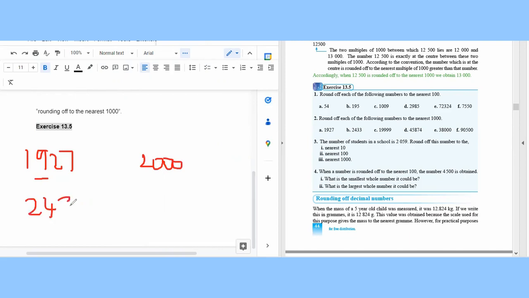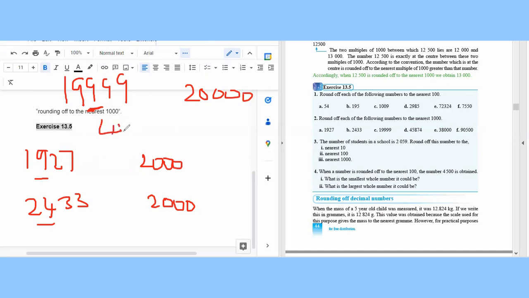Then 2433. You look at the hundreds column, which is 4. It is less than 5. Less than 5 means previous multiple of 1000, which is 2000. Then 19,999. You look at the hundreds column, which is greater than 5. So greater means next multiple of 1000, which is 20,000.